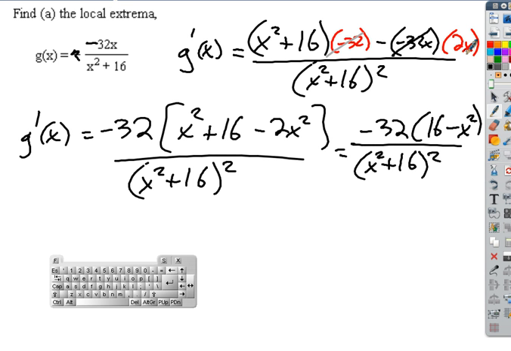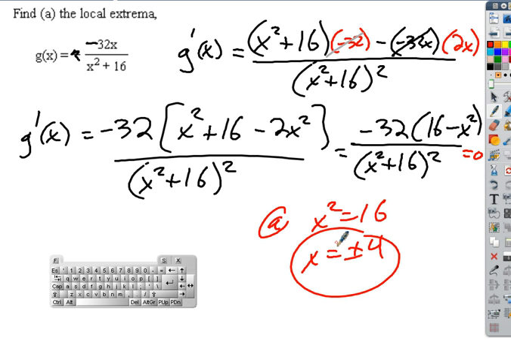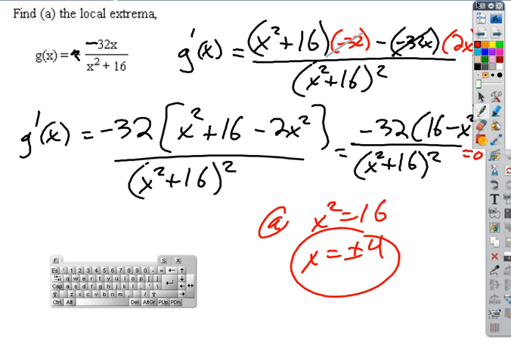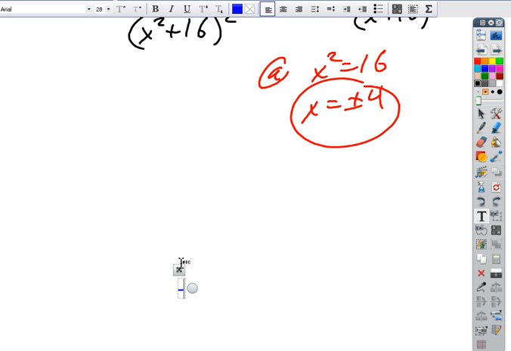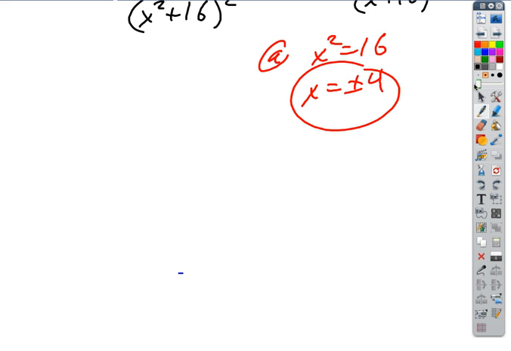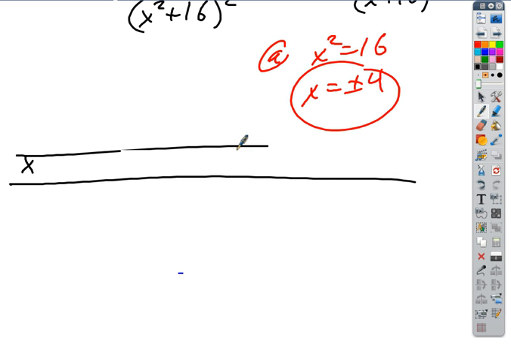So when we make our table then, let's go down, I guess. So negative 4 and 4 were zeros of the first derivative. We don't want to take a second derivative, so we're just going to use test points. We'll just use test points at 0, how about negative 10, positive 10, right? So we're looking at the sign of the first derivative at those places.